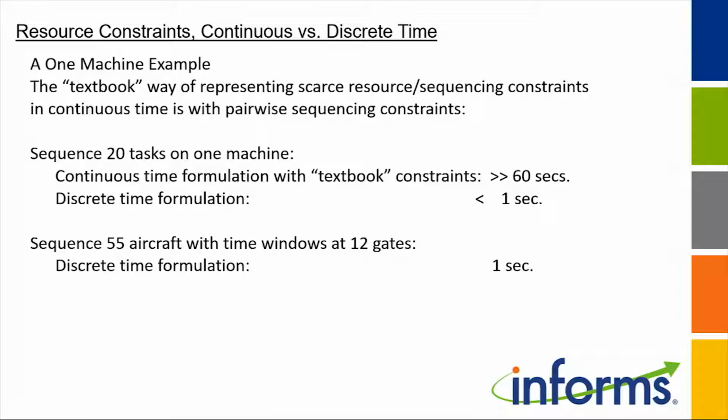Similarly, if you want to sequence 55 aircraft with time windows at a dozen gates, that still solves in about 1 second with a discrete time formulation. Let me not be too harsh on the continuous time formulation. You'd probably get a good solution fairly quickly in a second or so, but no guarantee of optimality. The gap would be quite large, and if you wanted to be convinced you had an optimal solution, you'd have to run it for quite some time. So let's talk a little bit about that.